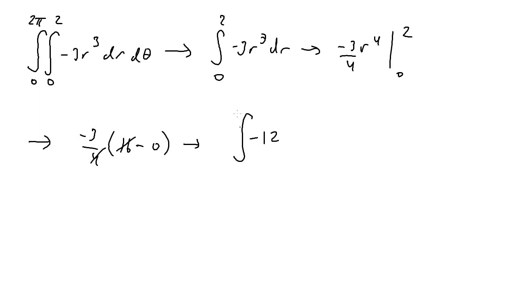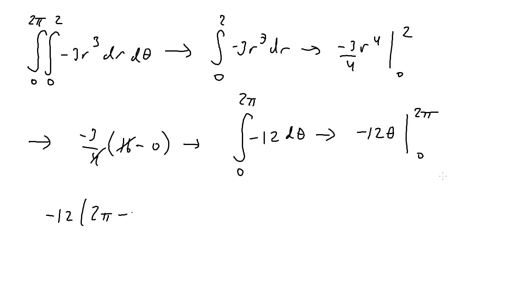Now we can evaluate the outer integral from 0 to 2 pi with respect to theta. The integral of negative 12 is just negative 12 theta. We evaluate from the theta bounds of 0 to 2 pi. So we get negative 12 times, when I plug in 2 pi for theta, 2 pi, minus when I plug in 0 for theta, 0. So 2 pi times negative 12 gives us the final answer of negative 24 pi.